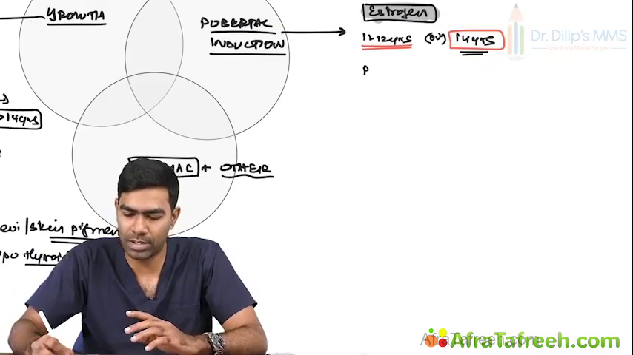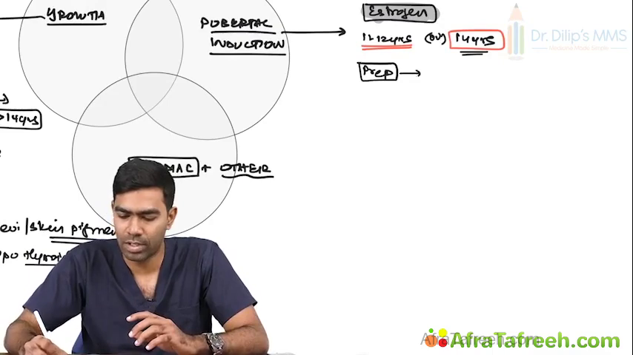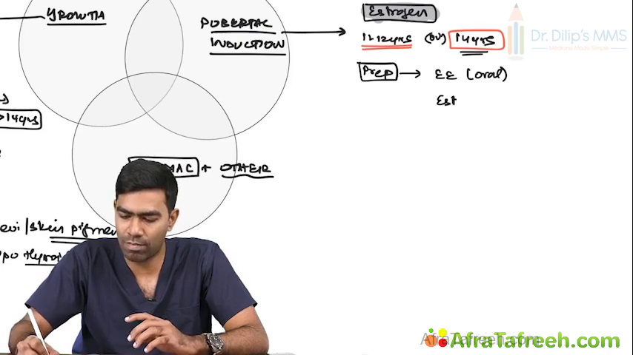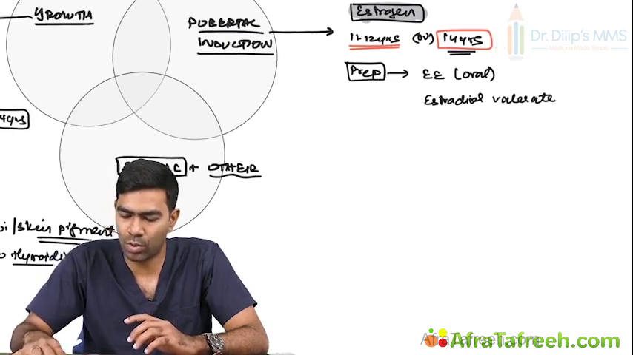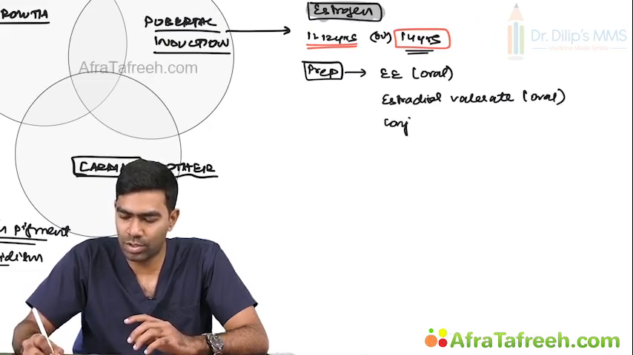And what are the preparations that are available as far as estrogen is concerned? You have ethinyl estradiol, which is given orally. You have estradiol valerate, which is again given orally. You have conjugated estrogens, which are again given orally. And you have the transdermal estrogens.